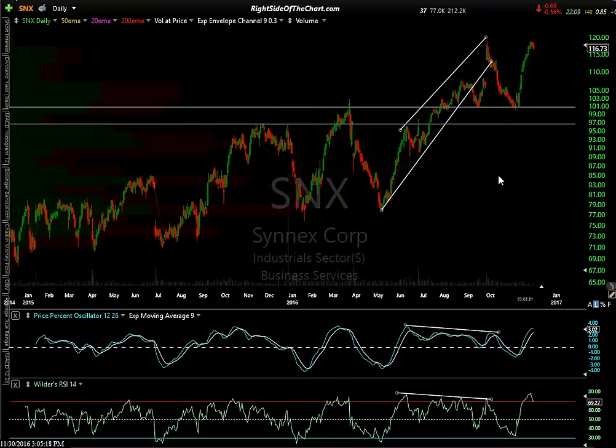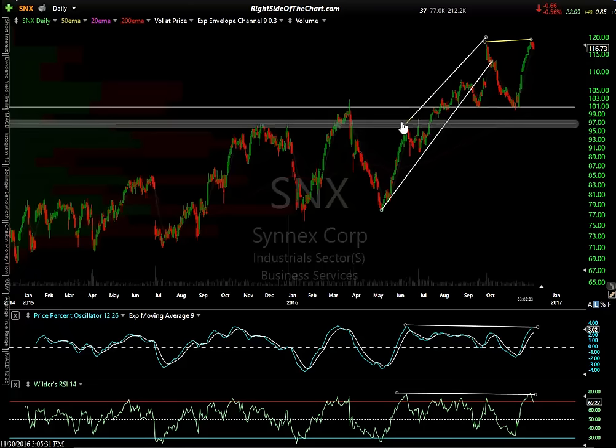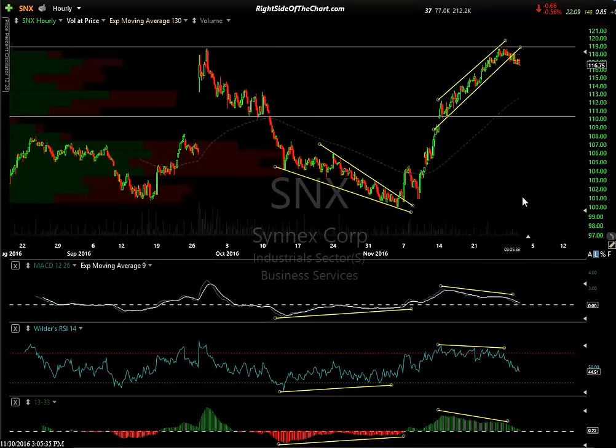SNX, Synex Corp, there's a divergent high. I didn't draw it out there, but you can see it's really a double top high. And the MACD, or the PPO in this case, and the RSI are making about equal highs, so there's negative divergence from this point to this point. And let's see if there's anything worth noting. Yep, here's a 60-minute chart.